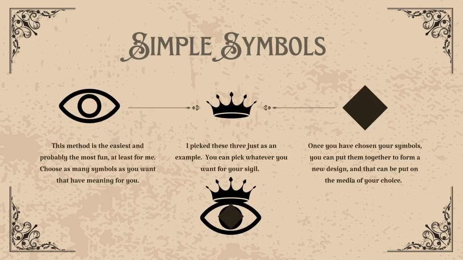Then there are simple symbols. This method is the easiest and probably the most fun, at least for me. You can choose as many symbols as you want that have meaning for you. I picked these 3 just as an example. You can pick whatever you want for your sigil.